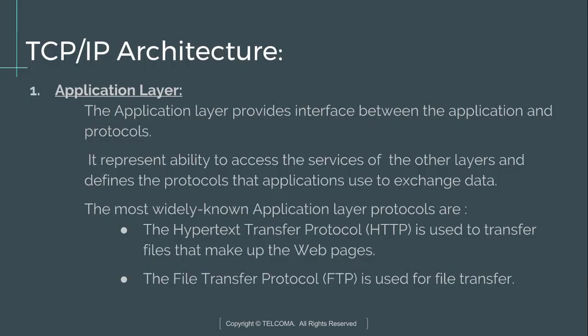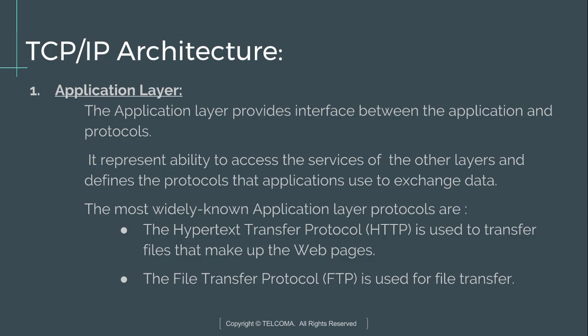So first let's discuss the application layer. The application layer provides an interface between the application and the protocols. So it allows applications to access the services of the other layers, like the transport layer, network layer, data link layer, or the physical layer. And it defines the protocols that applications use to exchange data. Such protocols are HTTP, FTP, SMTP.